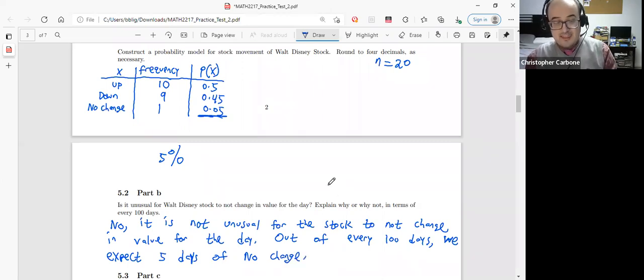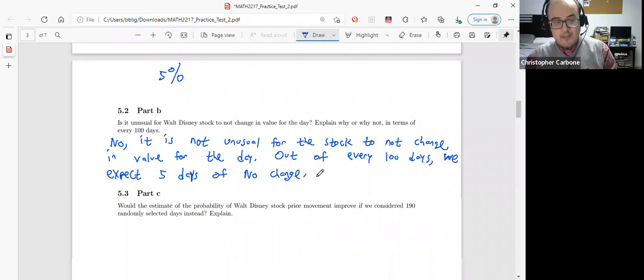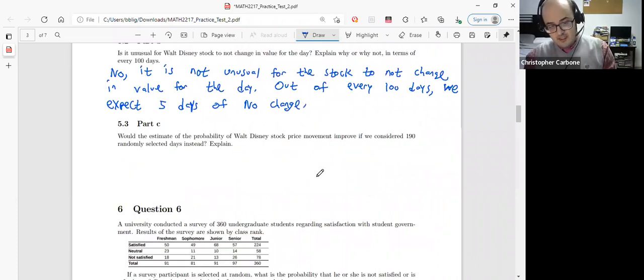And in addition to that, I've put part C. Would the estimate of the probability of the Walt Disney stock price movement improve if we considered 190 randomly selected days instead? And then explain. The answer to that should definitely be a yes, but we need to explain that.